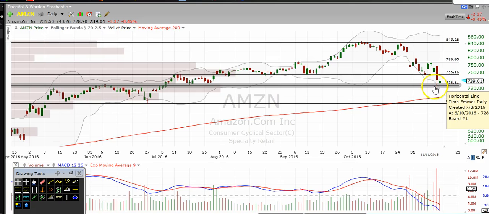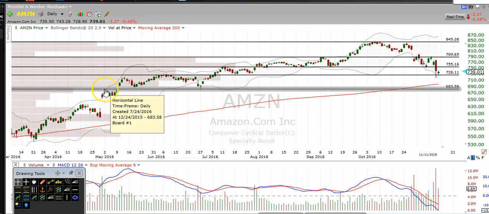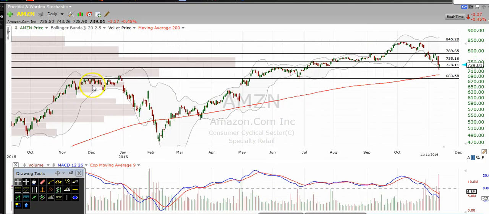If we break below 728, the next support is right around 680 to 685 based off of these lows right here, as well as these highs right there, as well as these highs over here. So the biggest level here on Amazon is between 680 and 685 because it's really got the most touches. And you also have the 200-day moving average, which has gotten bounced on several times here around that level as well. So pay attention to those levels and you should do just fine.